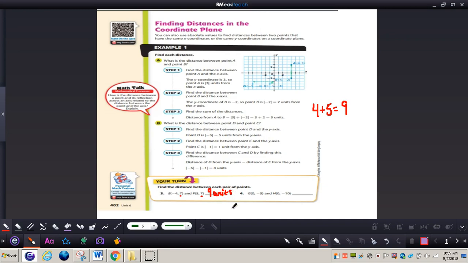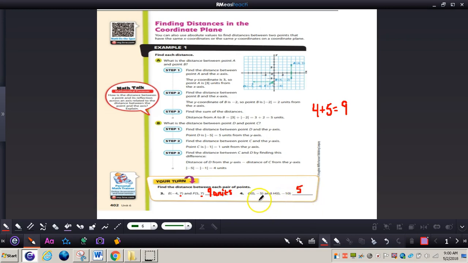Now, what I would like you to do is number 4 all on your own and take a look at which coordinate is the exact same. Look at their signs, and that'll help you figure out the distance between each pair of points. So I'd like you to do this now. Okay, the answer for this one is 5 units.